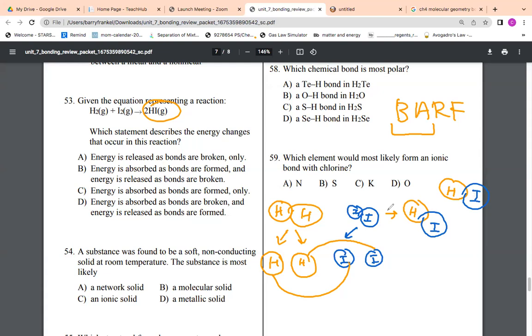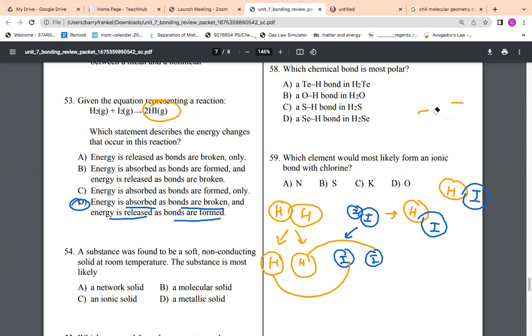So again, we first had to break the bonds here between these diatomics. And in order to break them, you had to absorb energy. So that's right here. Energy is absorbed as bonds are broken. But then you need to put them back together, reconfigure them into a different arrangement. We took this H and we combined it with this iodine. So in order to form new bonds, you have to release energy. So energy is released as bonds are formed. So two things really have to happen in order for this whole thing to work out. So we want to go with choice D.